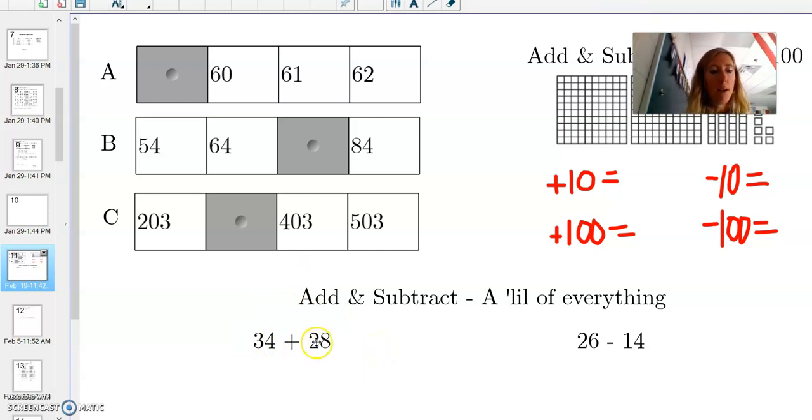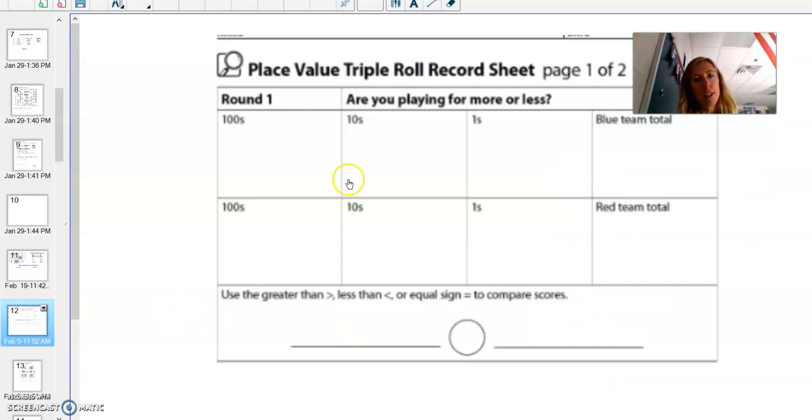Let's do one of these as double digit and this be triple digit. I don't know, up to you. And there's the place value triple roll. And click there, you're going to get to the digital display version of it.